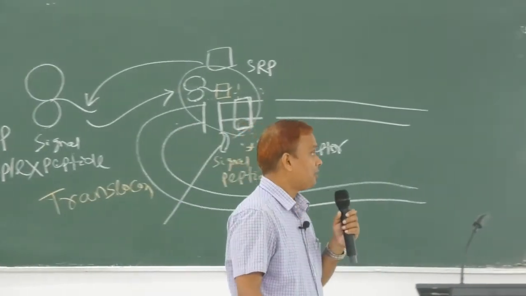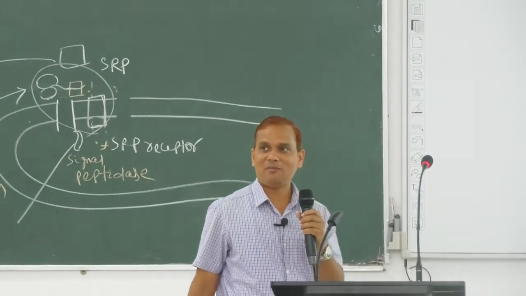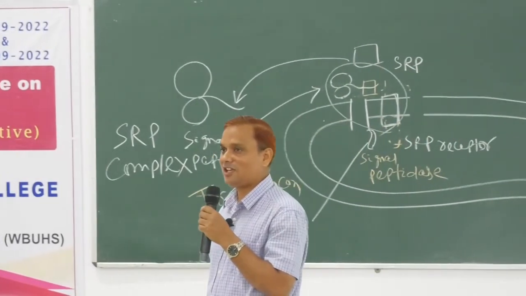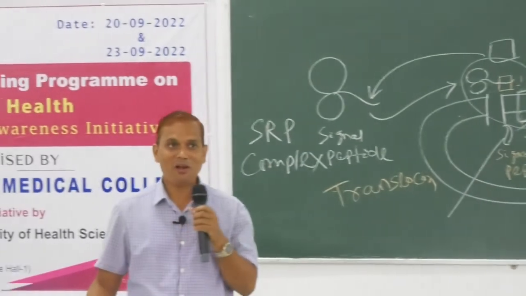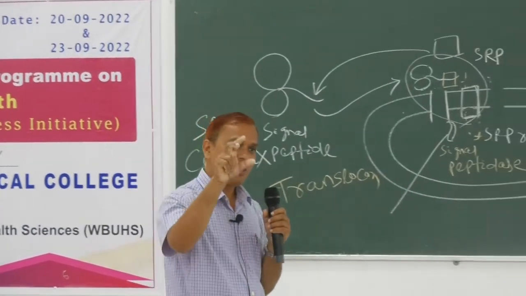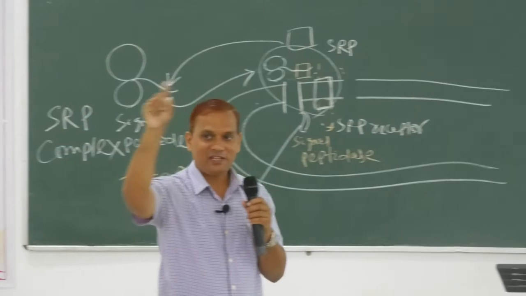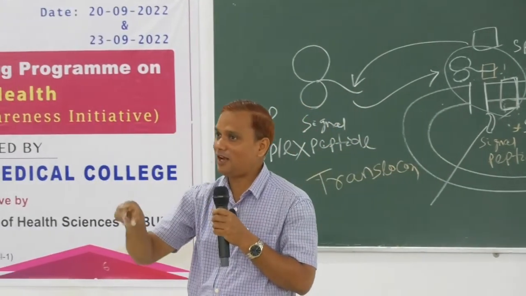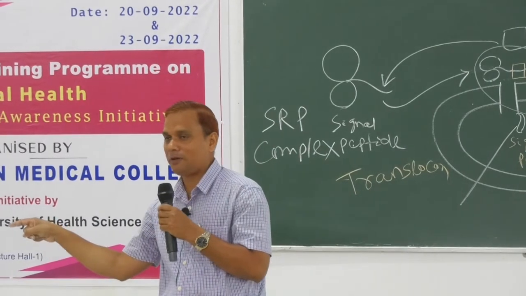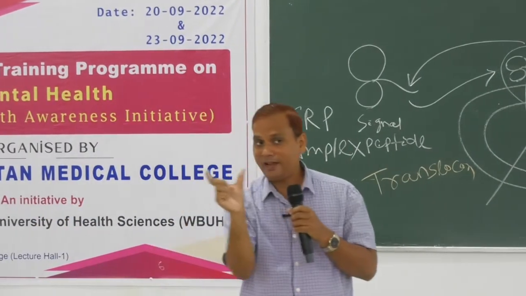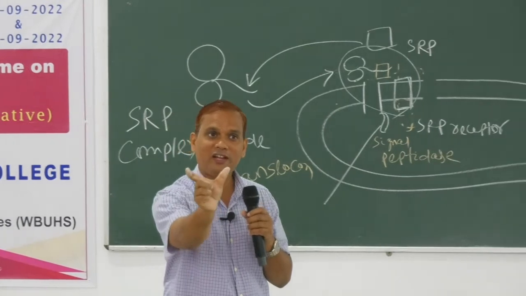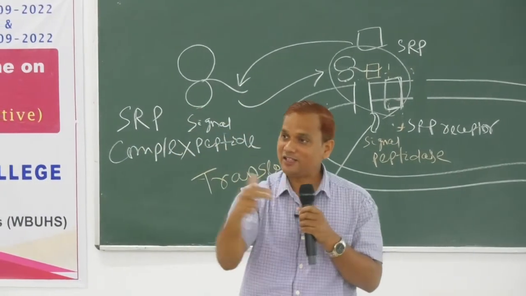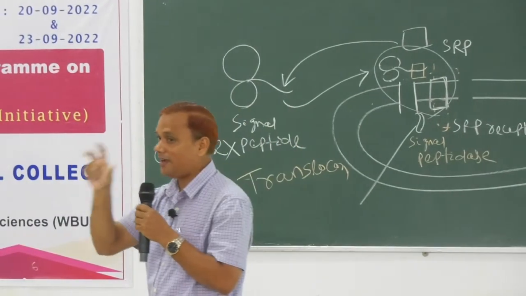What is the role of that peptidase enzyme? See, the total complex is there. With that complex, the ribosome is there, the signal peptide is there, along with the hidden protein. That protein is present, but it is hidden inside.